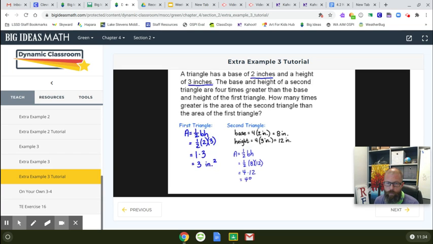Now the last thing we need to do is answer the question. We need to find out how many times greater the area of the second triangle is than the area of the first triangle. This can be found by simplifying the ratio of the area of the second triangle and the area of the first triangle. So let's simplify this ratio. The units divide out. 48 divided by 3 is 16. The area of the second triangle is 16 times greater than the area of the first triangle.